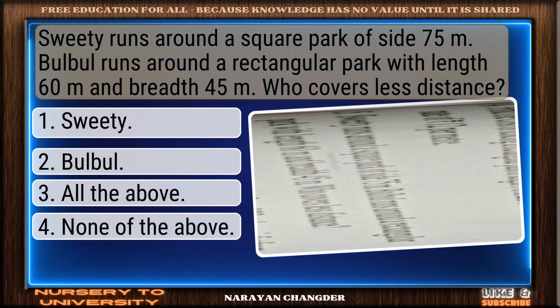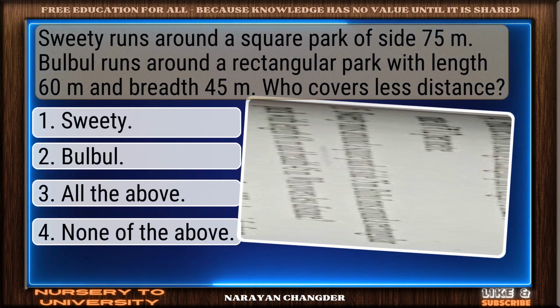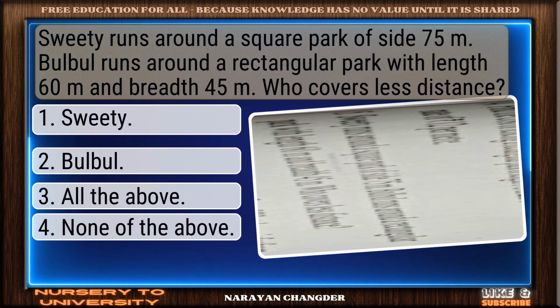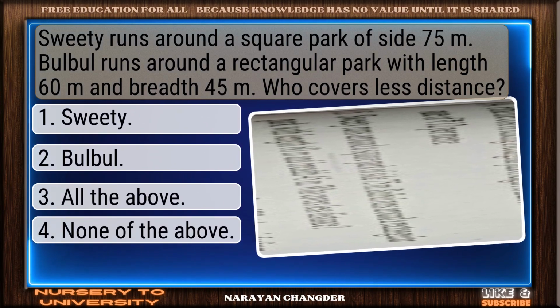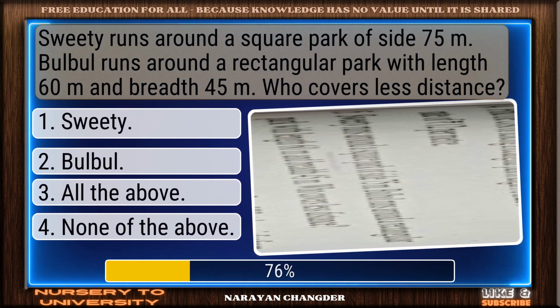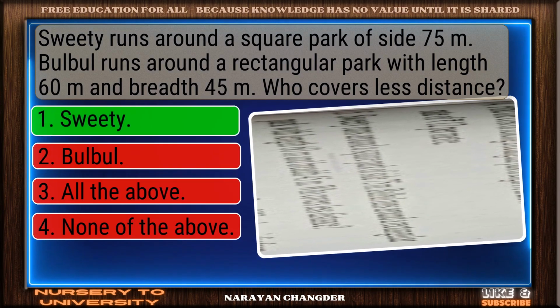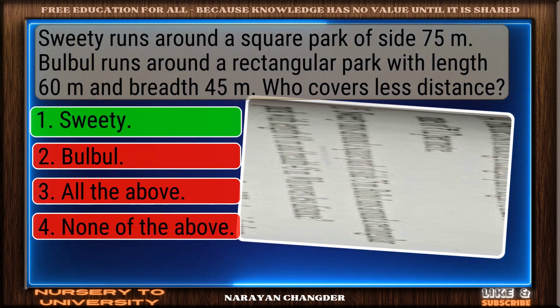Sweetie runs around a square park of side 75 m. Bulbul runs around a rectangular park with length 60 m and breadth 45 m. Who covers less distance? Nice selection. Sweetie is the correct and valid answer.